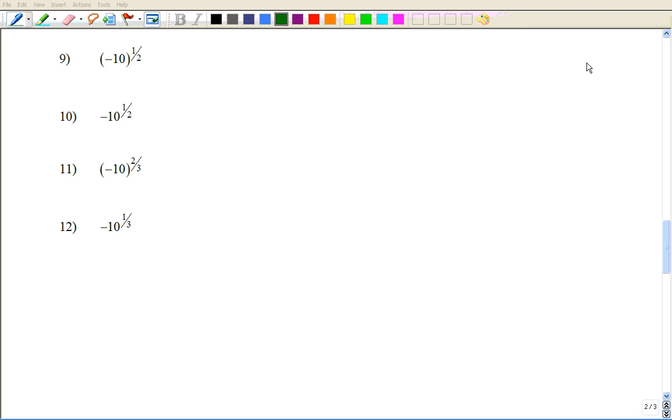But number 9, we have negative 10 in parentheses raised to the 1/2 power. So will that be positive, negative, or not real when we simplify it? As it turns out, this one is not real, because a power of 1/2 is the same thing as the square root of that number. So we cannot take the square root of a negative number and get a real answer, so this one is not real.